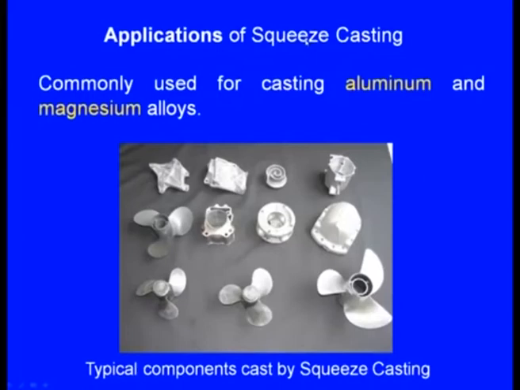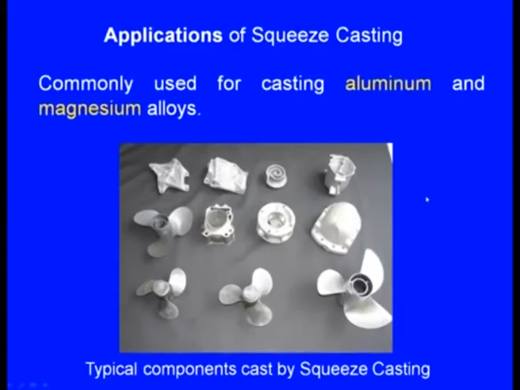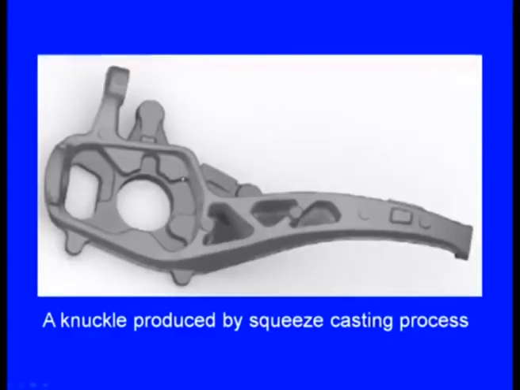Now, these are the typical applications of squeeze casting. It is commonly used for casting aluminum and magnesium alloys. Remember, squeeze casting is used for aluminum and magnesium alloys, and these are the typical components produced by the squeeze casting process. You can see here, this is a fan blade. All these are made by the squeeze casting process. A nickel produced by squeeze casting process. You can see here, it has got very fine details, and this is produced by the squeeze casting process.